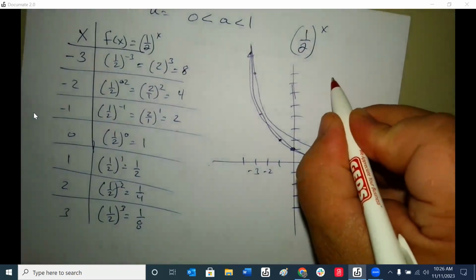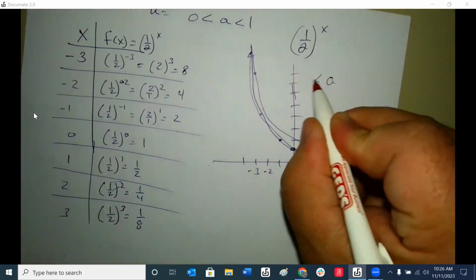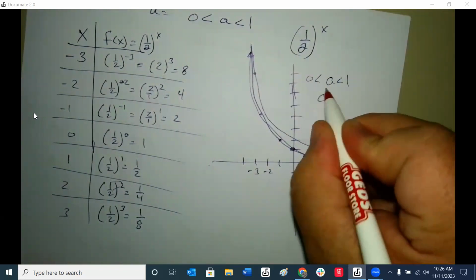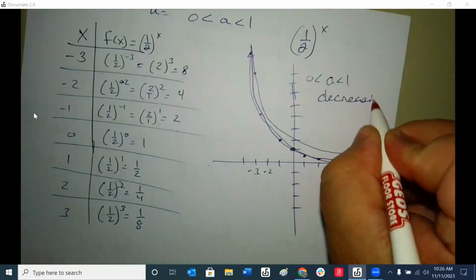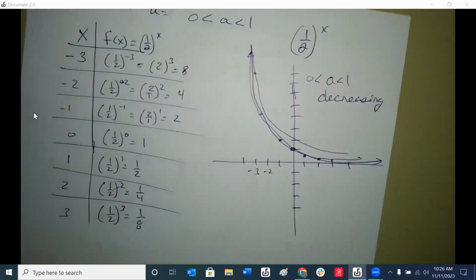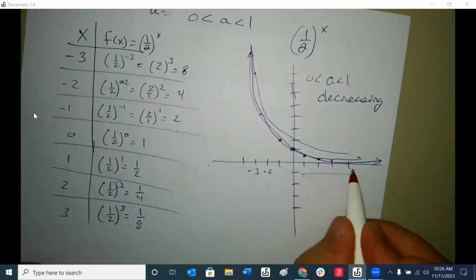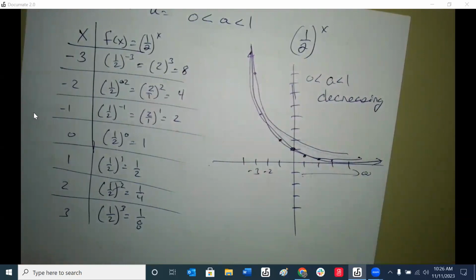So if a is a fraction, it's a decreasing graph. As x goes to infinity, the graph goes lower and lower and lower and lower.